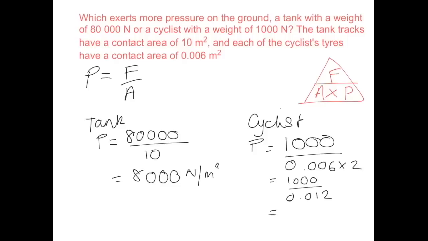And the answer here is 83,333 newtons per metre squared. So, as you can see, it's obvious that the cyclist exerts more pressure because their pressure is 83,333. So make sure you write that the cyclist is the answer.